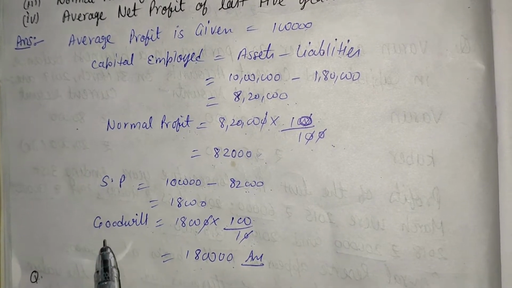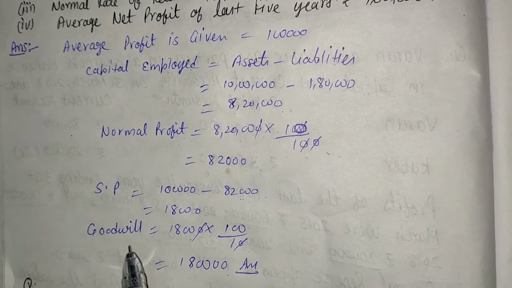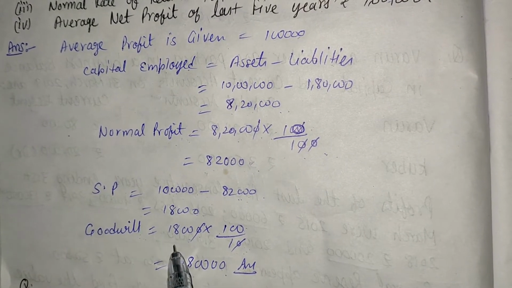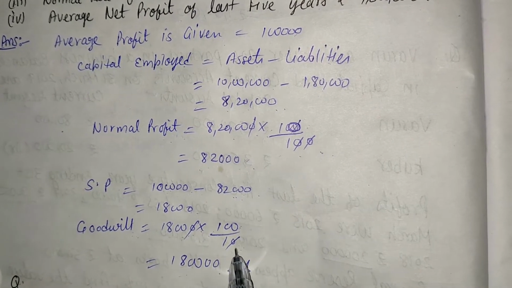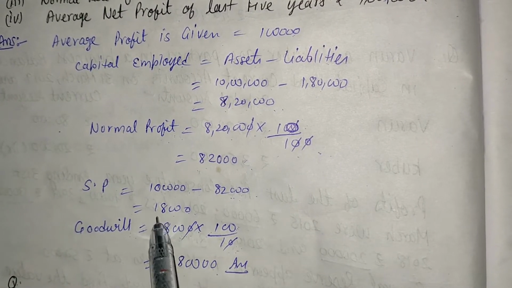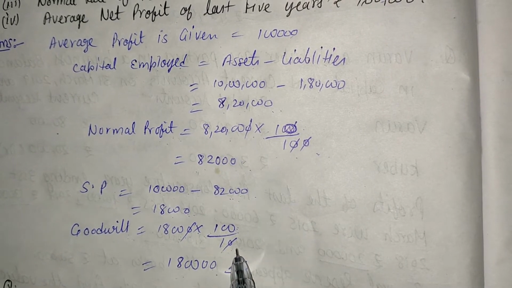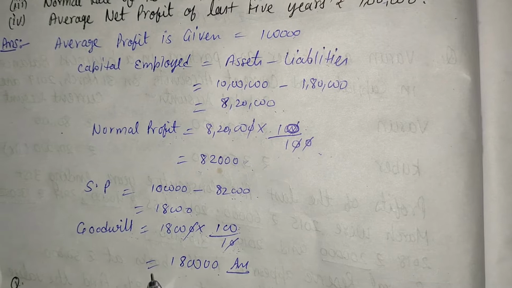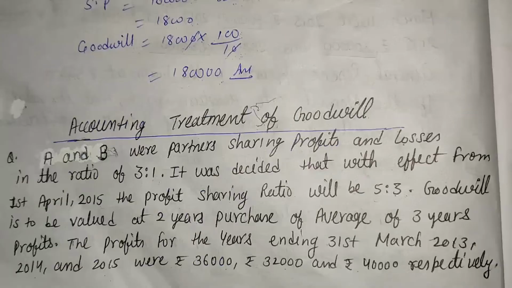Now the last step, that is goodwill. That question is related to capitalization of super profit method. So the formula is super profit into 100 divided by rate. Here the super profit is 18,000 multiplied by 100. The rate is given, that is 10%. After that we are getting the final answer, that is rupees 1,80,000.